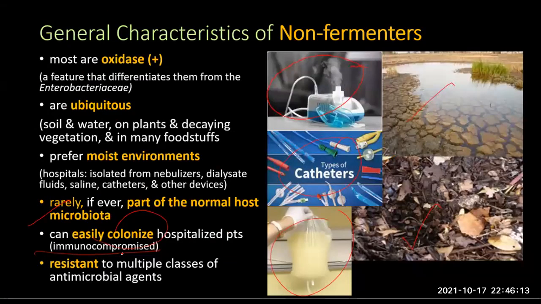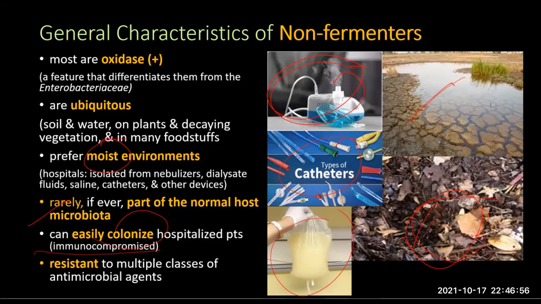We also have the general characteristics of non-fermenters, and most are oxidase positive, and they are ubiquitous in the environment and found in most environments, typically in soil and in water, on plants and decaying vegetation, and in many foodstuffs. They prefer moist environments, and in hospitals they can be isolated from nebulizers, dialysate fluid, saline, catheters, and other devices. Non-fermenters can withstand treatment with chlorhexidine and quaternary ammonium compounds.